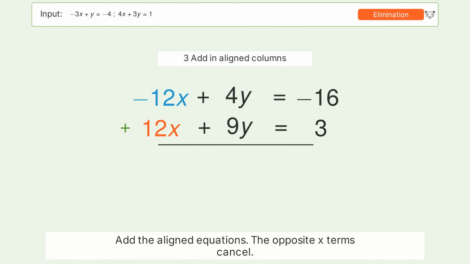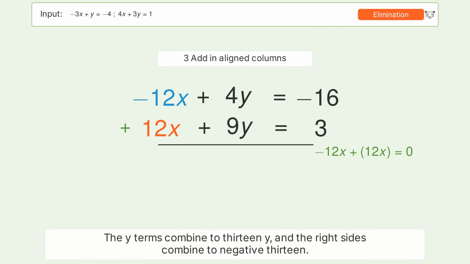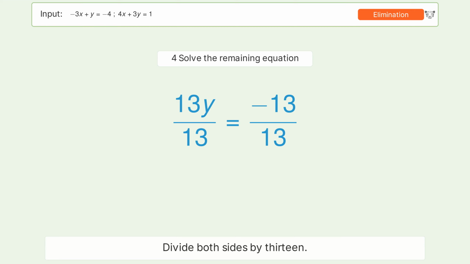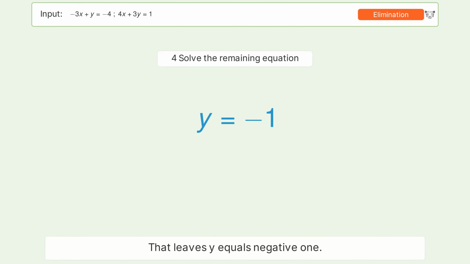Add the aligned equations. The opposite x terms cancel. The x terms cancel. The y terms combine to 13y, and the right sides combine to negative 13. Divide both sides by 13. That leaves y equals negative 1.